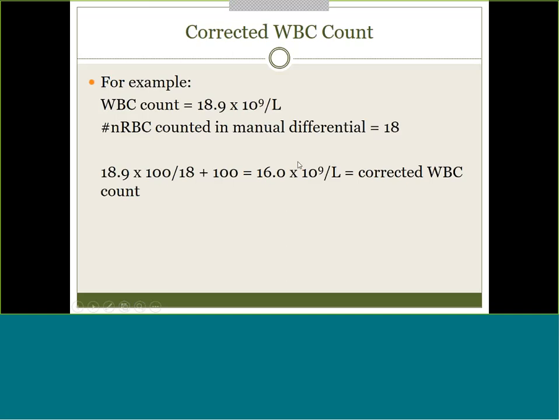As far as units, these are times 10 to the 9th. It's going to be the same units as what was up in the white count number. So just put the same unit of measure there.